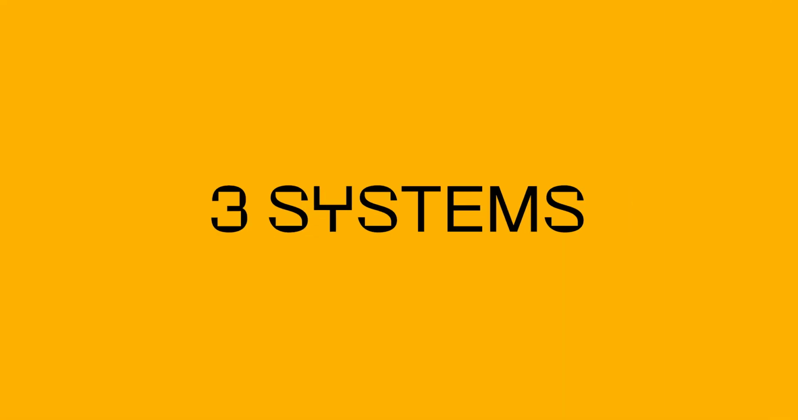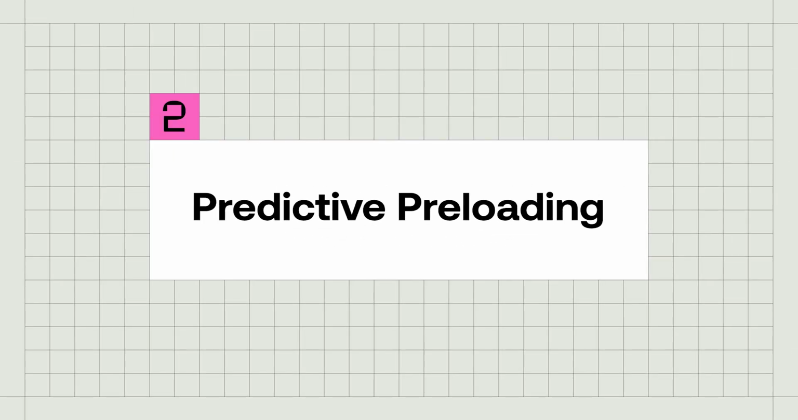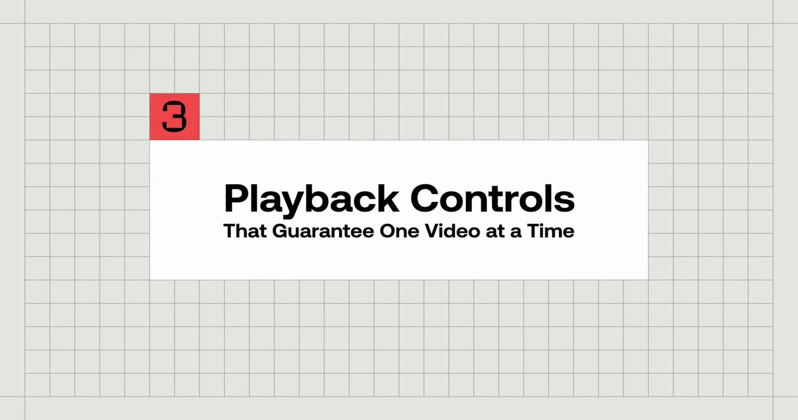The core idea is 3 systems working together. Number 1, a virtualized list that recycles items efficiently. 2, a preloading strategy that predicts where you're scrolling. And 3, playback controls that guarantee only one video plays at a time. So let's tackle number 1, the list.